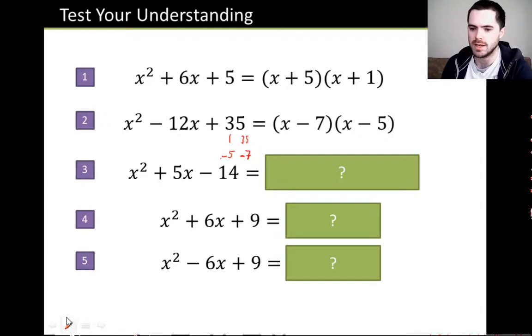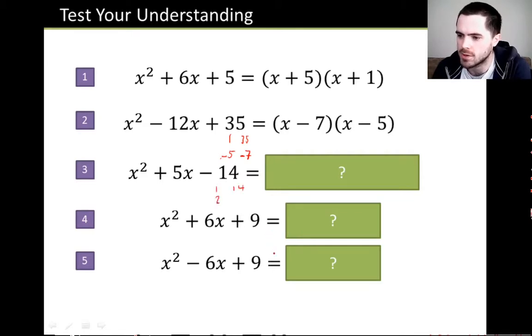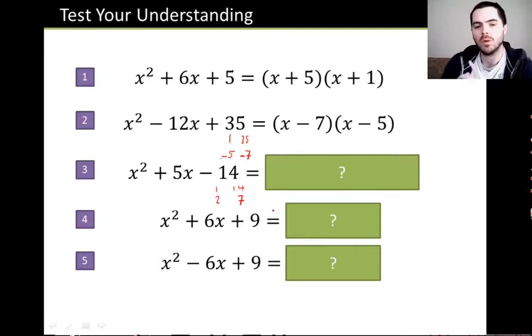Coming down to the next one, x squared plus 5x minus 14. To begin with, we've got 1 and 14. We also have 2 and 7. Because it's a negative, we can only have one of them as a negative, so we can either have, say, minus 1 and positive 14, or positive 2 and minus 7, and so on.